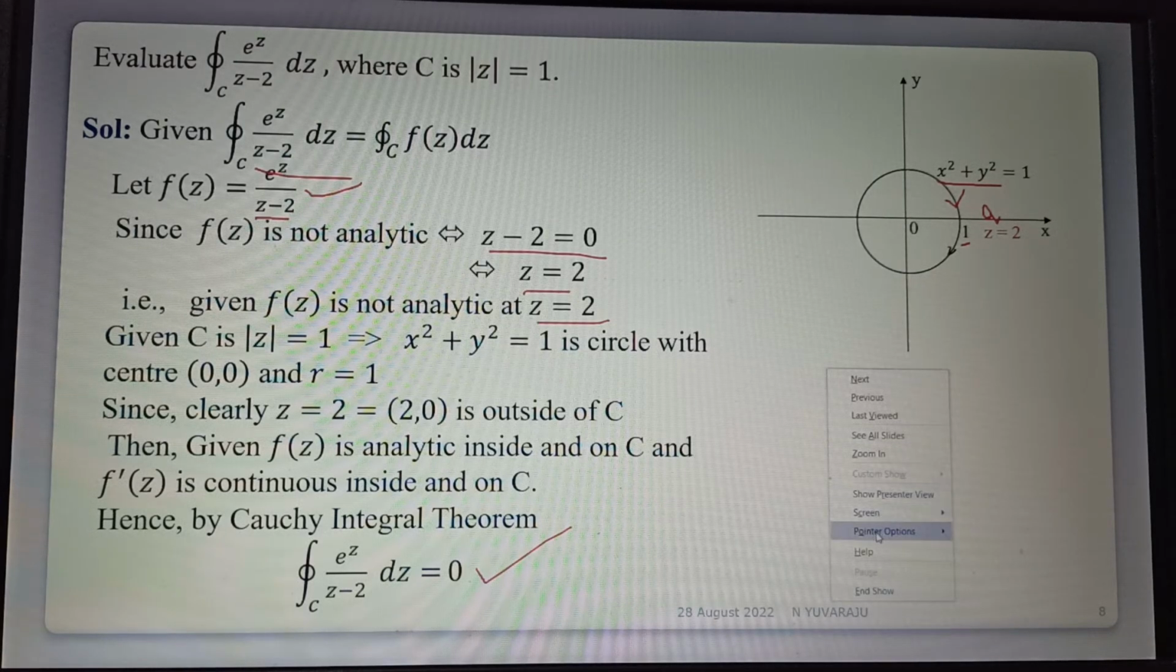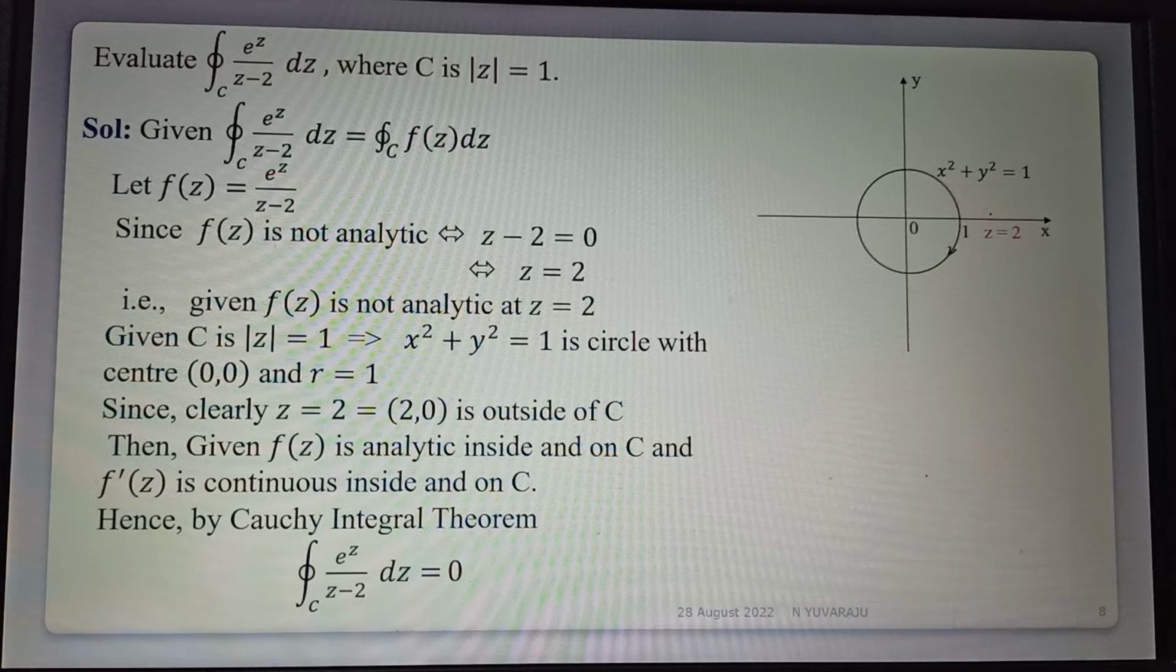So this is a second example of Cauchy's theorem. Okay, is it clear? Now we will see the next example on this theorem.